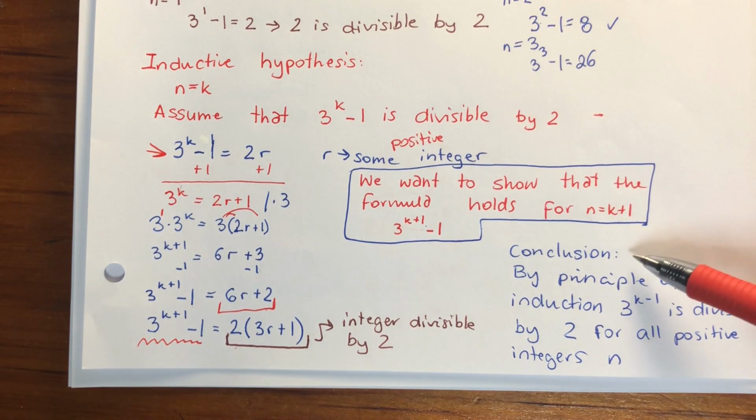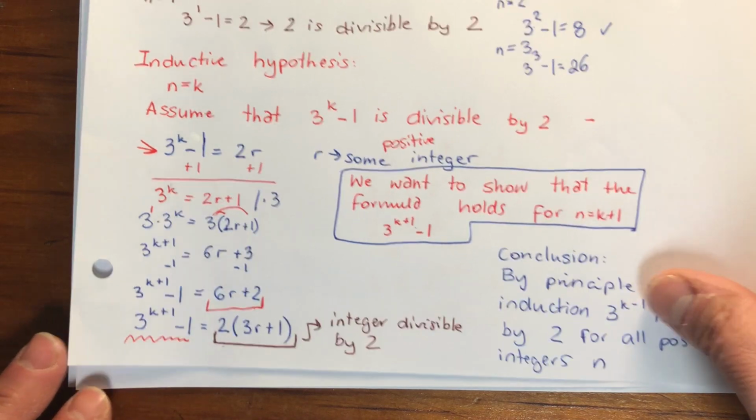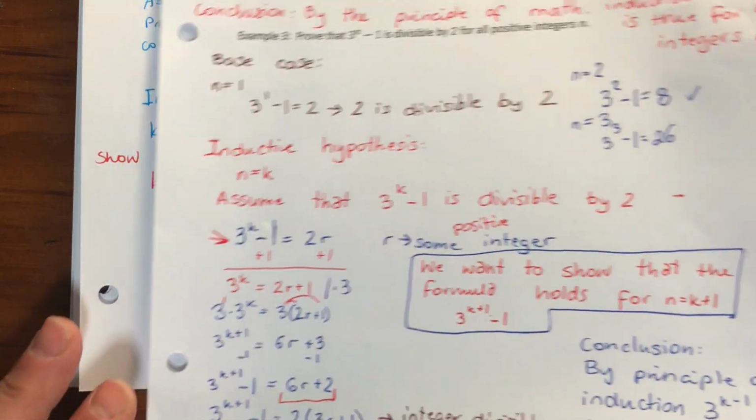All right, so now here's my conclusion. By the principle of mathematical induction, 3^n minus 1 is divisible by 2 for all positive integers n. A little bit different. Let's take a look at the next example. The next example is going to be fairly similar, and then I will give you a couple to practice as homework.